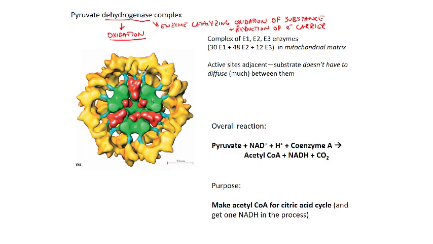All right, so it's a gigantic multi-enzyme complex. This is a picture of what it looks like. And it's located in the mitochondrial matrix. So if we wanted to apply my criteria for biochemical pathways, where and when, this happens in the matrix of the mitochondrion.